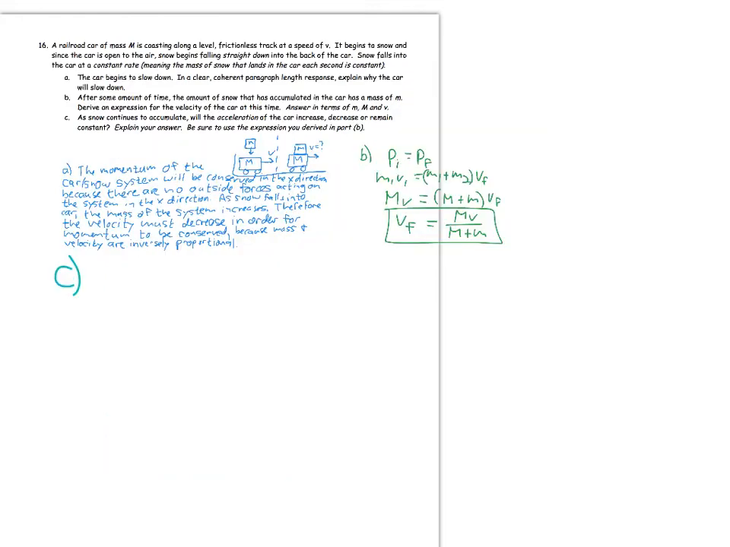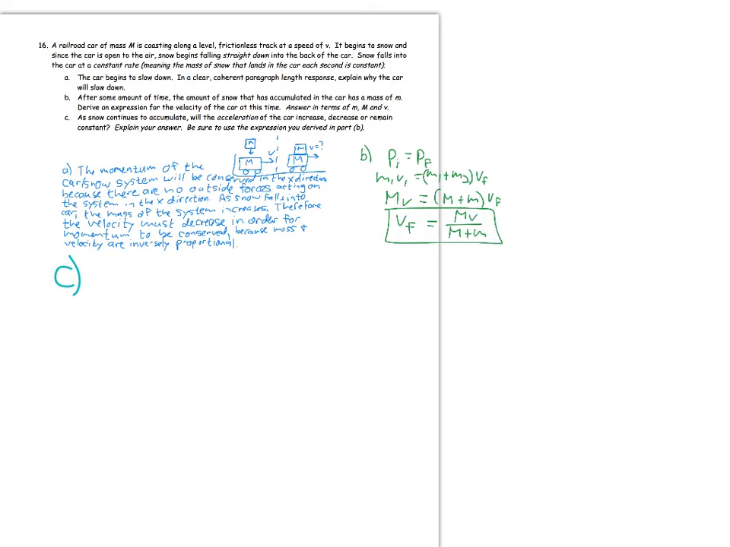So the last question here asks what will happen to the acceleration of the car as snow continues to fall in. There's two things that are really important to note. Number one, it's important to note this expression here. And what we're going to see is that the velocity is inversely proportional to m, the mass of the snow that's fallen in, right? Big M is just the mass of the cart, so that's going to remain constant. That's not going to change. So velocity is simply inversely proportional to that mass there.